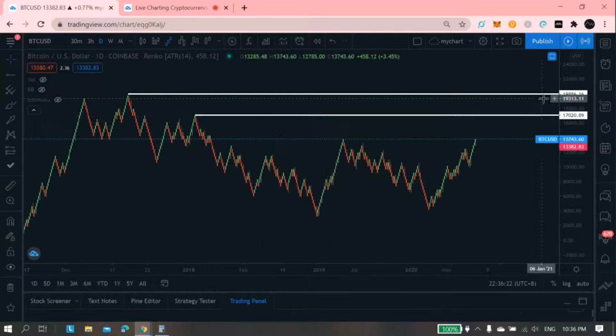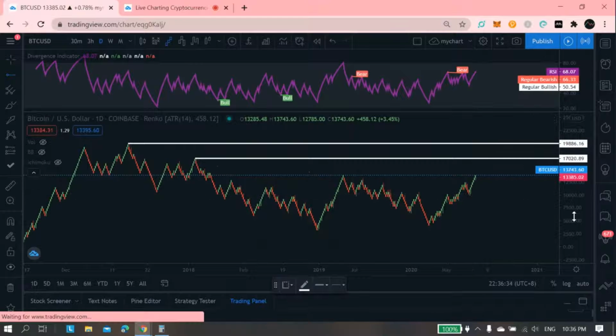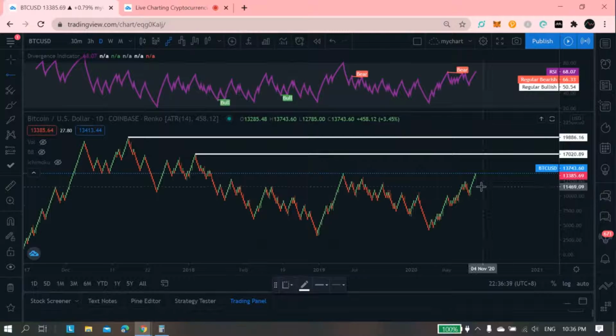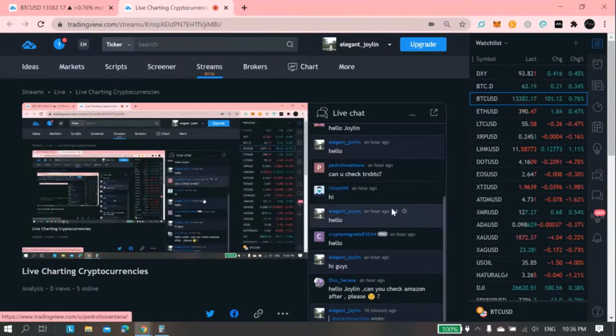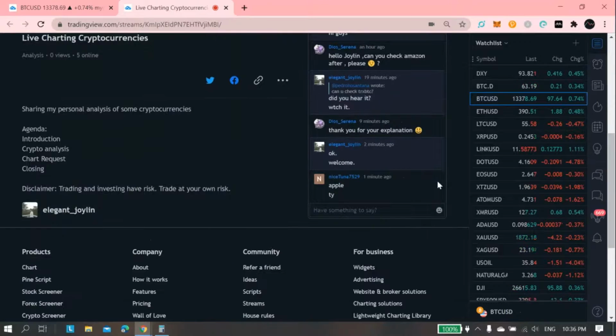Again, this is what I'm looking at, the 17,000 and then the all-time high. Long term, of course, I'm more bullish on Bitcoin. Now the support is at this area, still this area, the 12,900 area. So anyway, that's it guys. If you have no other chart requests, then we'll end this video.